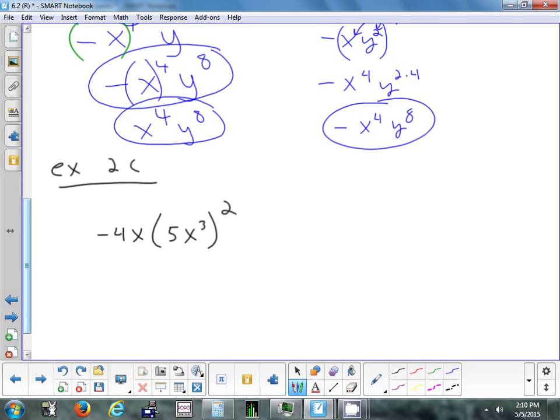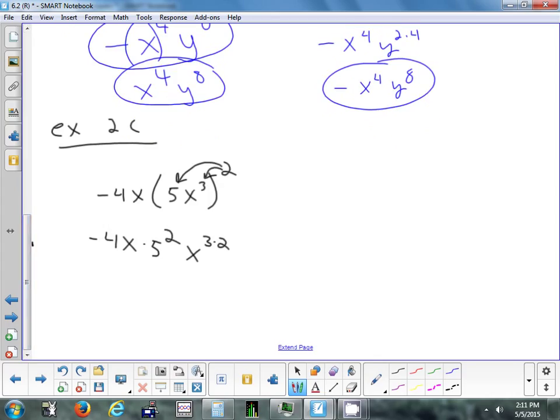So what is going to get raised to the second power here? Not the negative 4x. That's just hanging out in front. What's going to get raised to the second power? The 5. What else? And the x, yeah, that's going to become x to the 6th. So do you multiply the negative 4 and the 5 first, and then square it? Okay, first thing you do is you raise the 5 to the second power, and then you raise x cubed to the second power. First step.